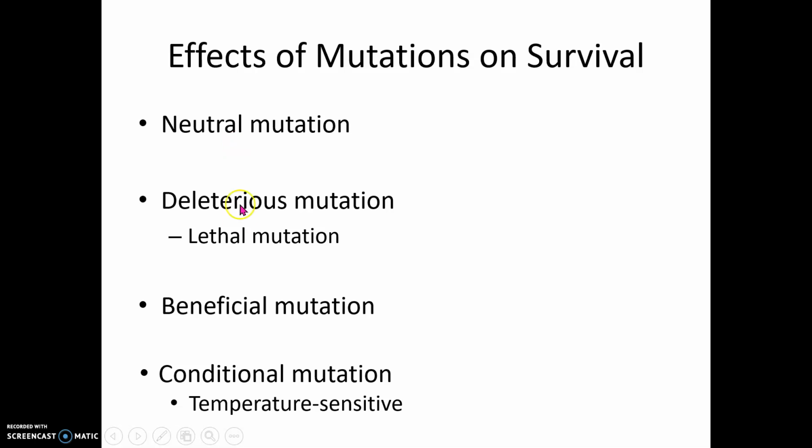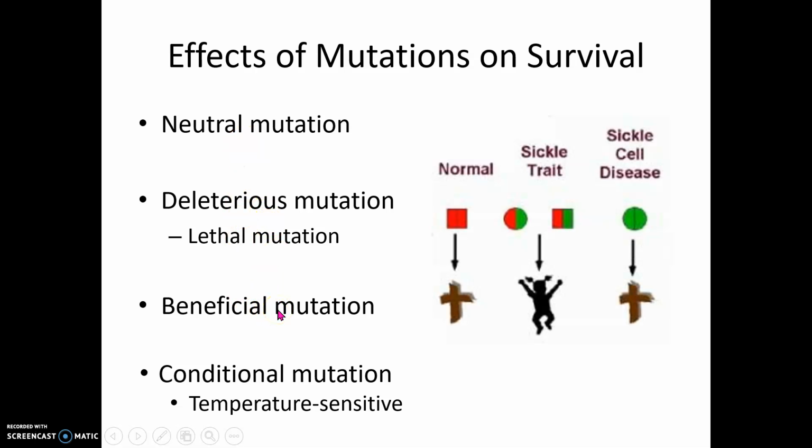Now, these three, neutral, deleterious, and beneficial, can be dependent on circumstances. So if you look back at sickle cell, if you're homozygous recessive for sickle cell, you have sickle cell disease. If you're normal, homozygous dominant, you can get malaria. Whereas if you are a heterozygote, this is more beneficial than either of the two. Okay? So where these fall on survival can be dependent on the condition.